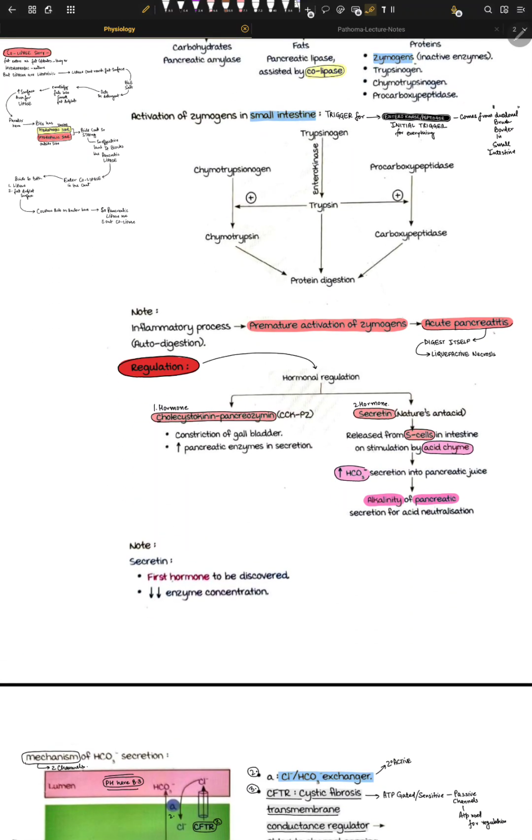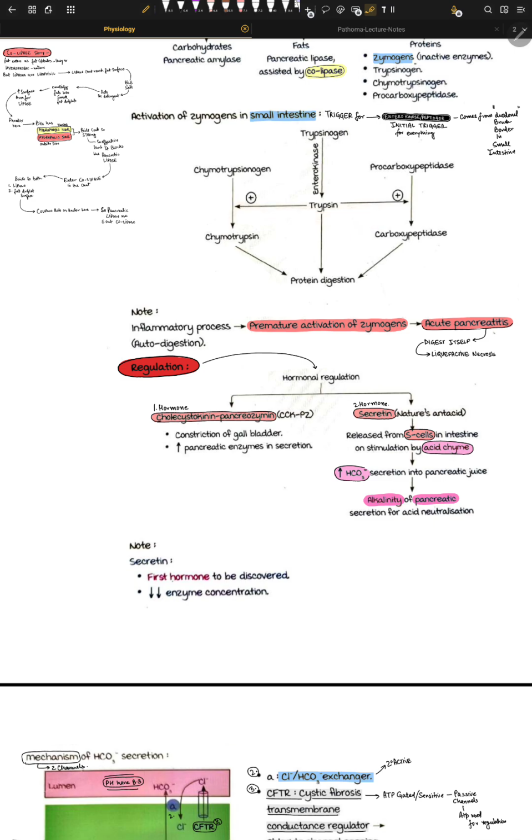Note, inflammatory processes can result in premature activation of zymogen. I told you zymogen is dangerous. Once zymogen is activated, trypsinogen gets activated, and then trypsinogen creates trypsin. Trypsin creates carboxypeptidase, and carboxypeptidase is working now. What happens then is that it leads to acute pancreatitis.